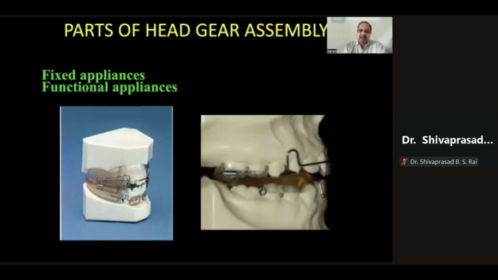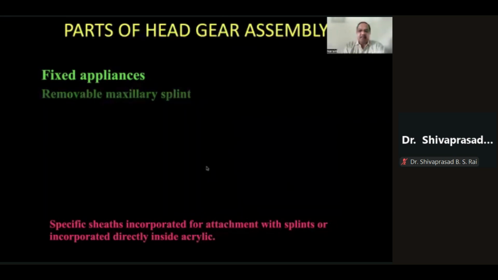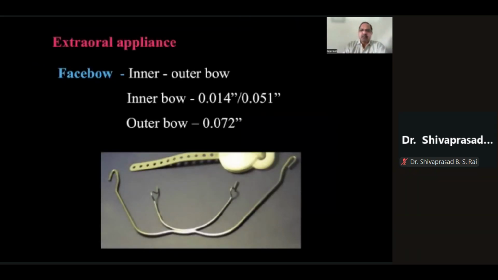This is a Frankel appliance with a headgear tube on the vestibular shield. This is a twin block appliance with a headgear tube attached to the upper bite block. You can also have a headgear attached to a removable maxillary splint, as in this case, or you can even have the outer bow completely covered with acrylic in headgear splints.